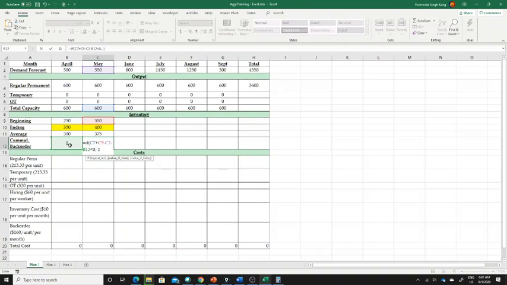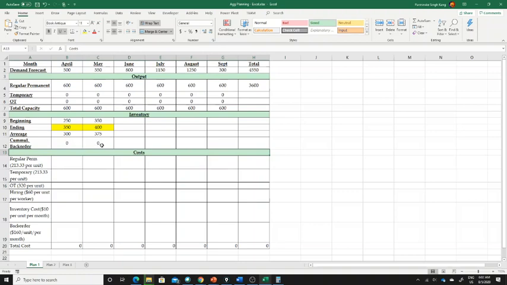So I'm going to say -1 multiplied by C7 plus C9 minus C2 minus B12, right? And otherwise there's no back order if this value is positive, right? So back order only happens when your ending inventory is negative number, right? So let's apply that. So at the moment we don't have any back order, right?